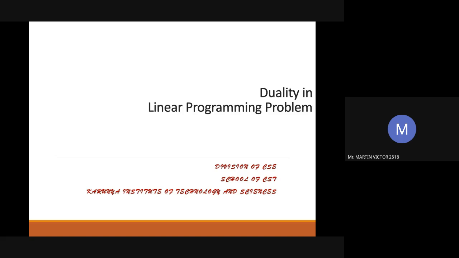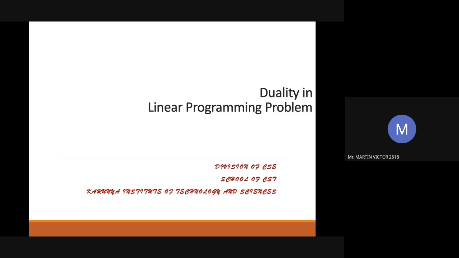In this class, we are going to see duality in linear programming problems. Just to connect with what we have seen in our last class: we started our linear programming problem, first formulating the problem, and then solving it using the graphical method. In continuation, we saw one more method, which is called the simplex method.